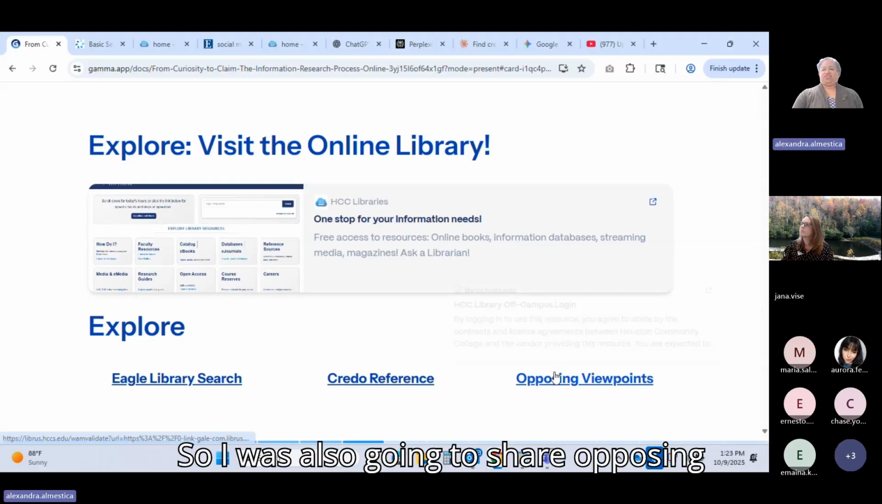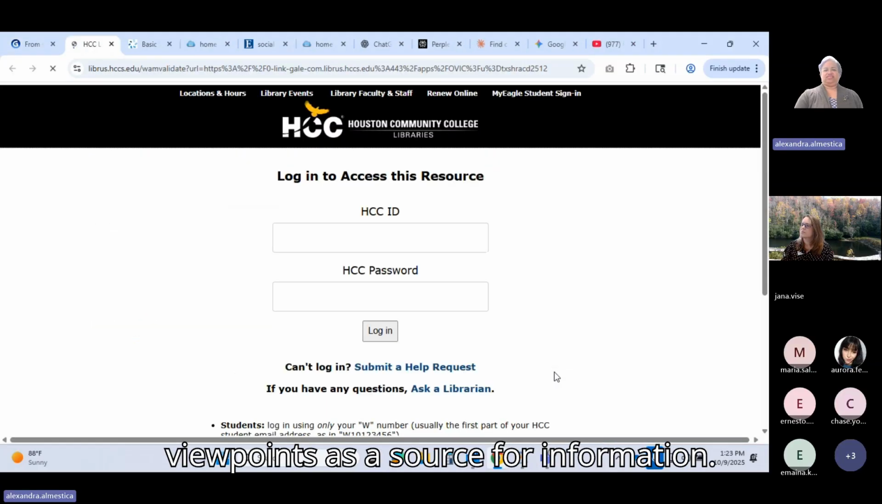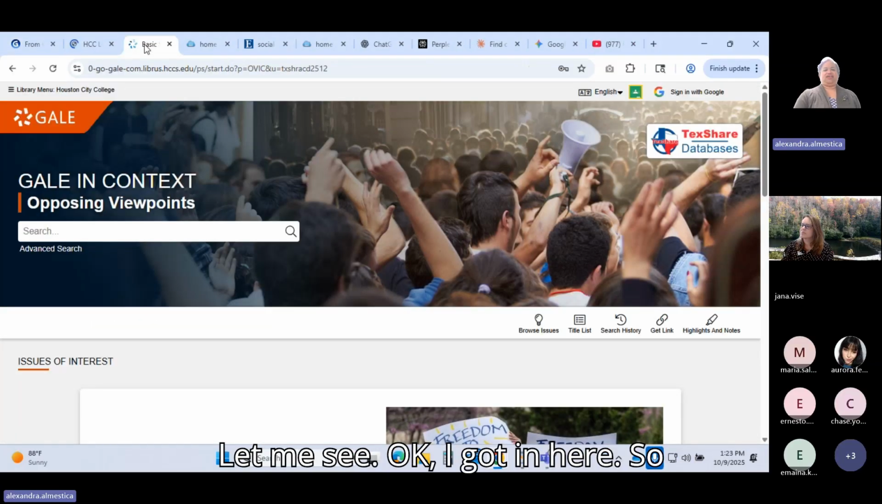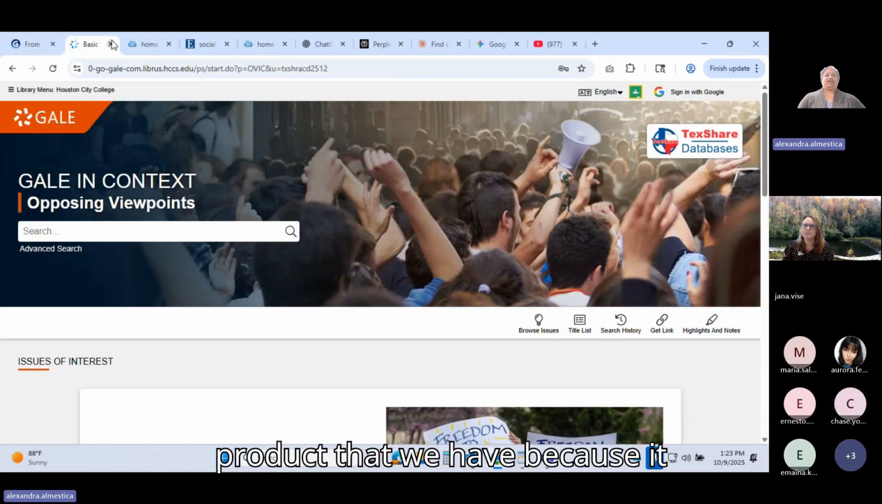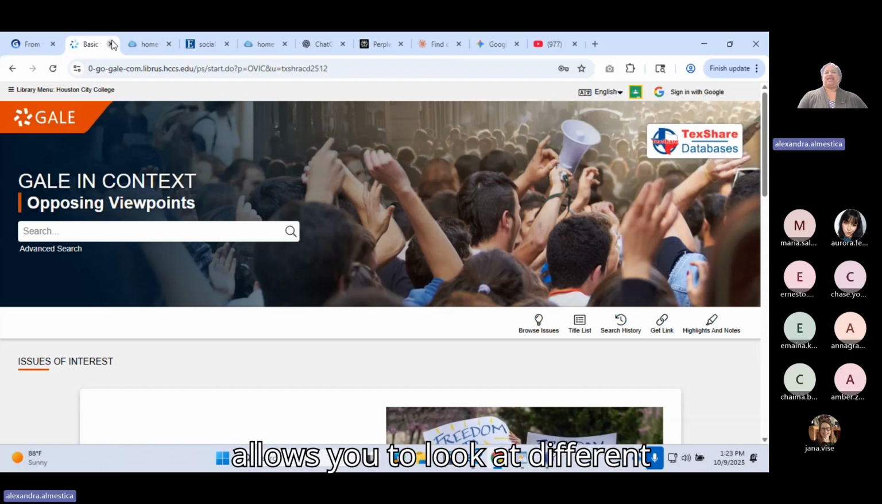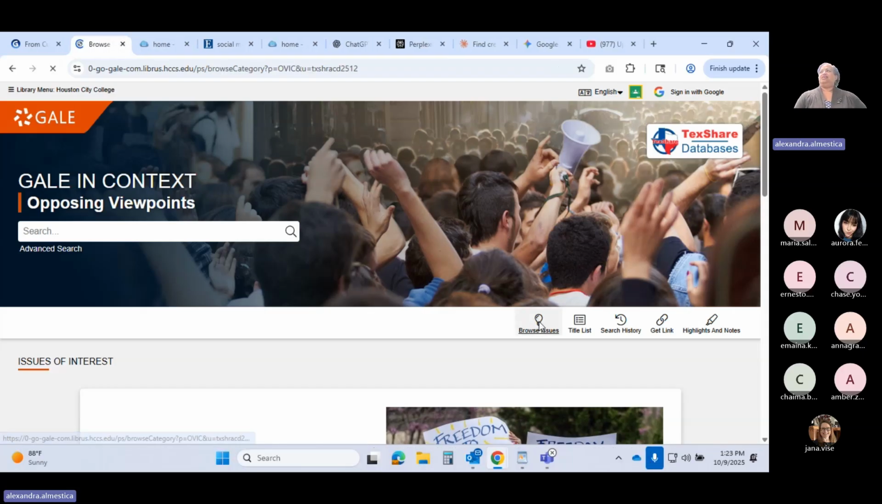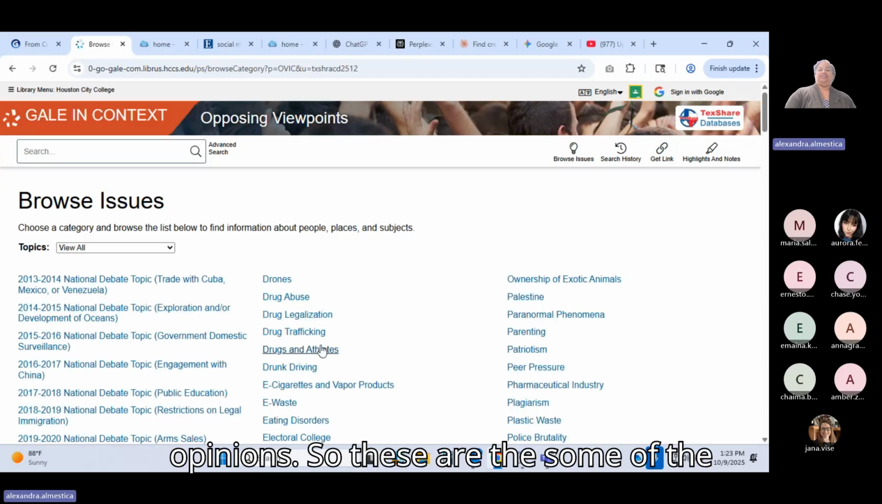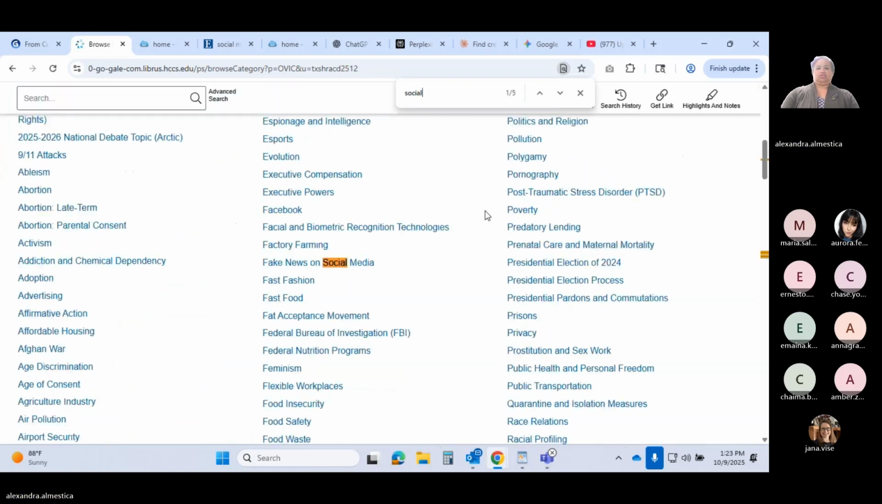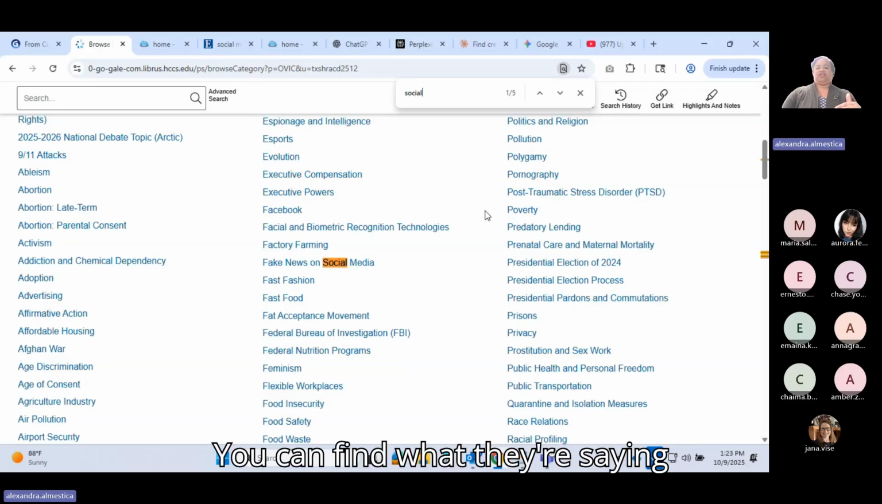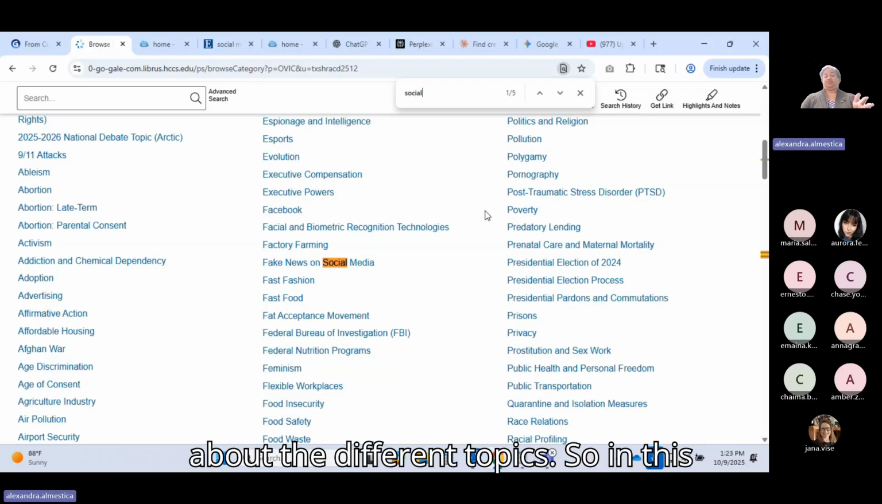So I was also going to share Opposing Viewpoints as a source for information. Let me see. Okay, I got in here. Opposing Viewpoints is a very interesting product that we have because it allows you to look at different issues and find opinions. These are some of the issues there. And if you scroll down, you can find what they're saying about the different topics.